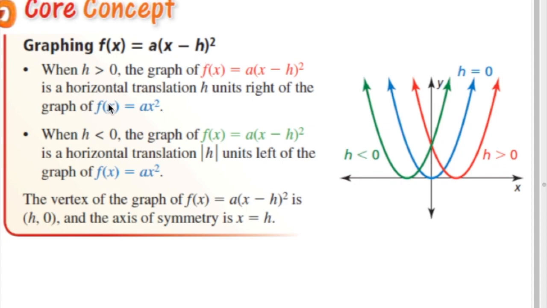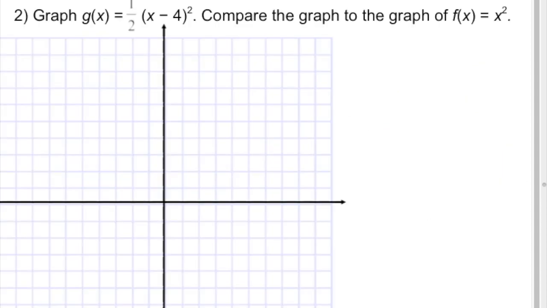When your h is positive, when h is greater than 0, then you're going to move h units to the right. When h is negative, you're going to move h units or absolute value of h units to the left. And here I'm talking about the h value, the actual h value, not what it says on the equation. To add to this, the vertex of this form is (h, 0), and the axis of symmetry is x equals h. So let's look at this question and graph.